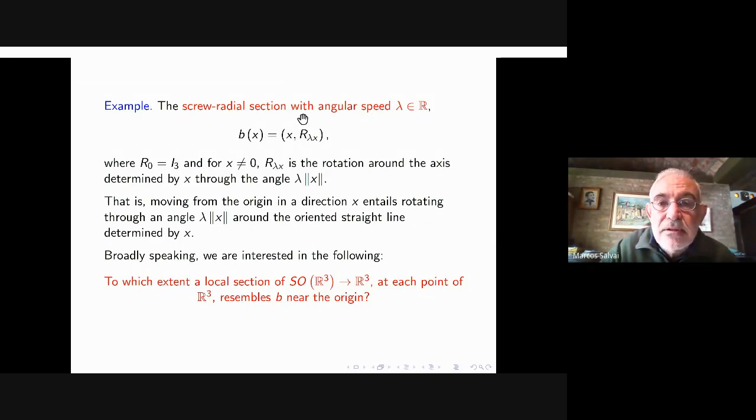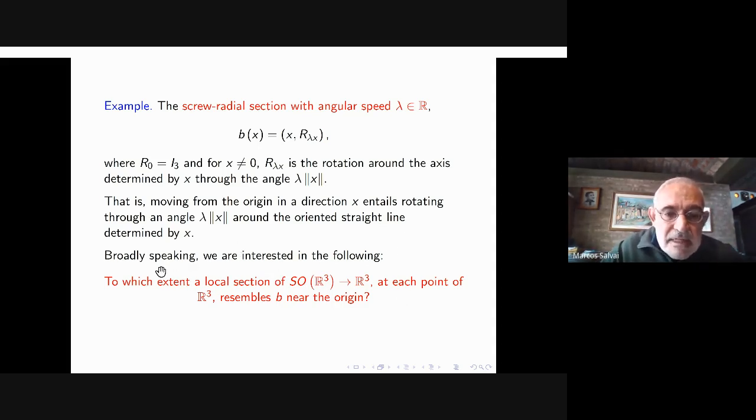The screw radial section with angular speed lambda is defined so. B of the point x is x, R lambda x, where R0 is the identity. And for x not zero, R lambda x is the rotation around the axis determined by x through the angle lambda times the length of x. That is what I said before. Moving away from the origin in direction x entails rotating simultaneously through an angle lambda times the length of x around the oriented straight line determined by x.